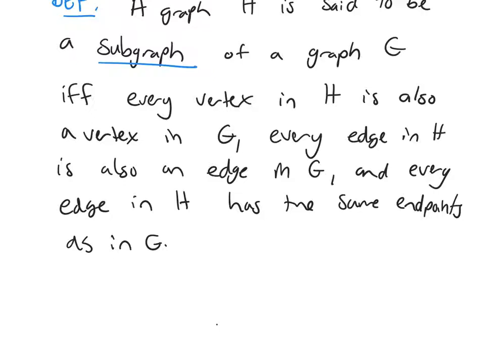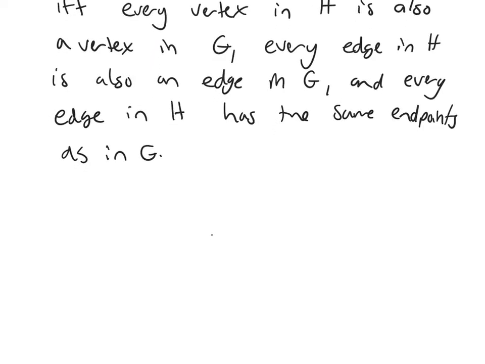original graph. It has to have the same edges as the original graph, and those edges have to have the same endpoints. So now that we know what a subgraph is, we can talk about what it means to be connected. So let's define that, and we'll look at a few examples.